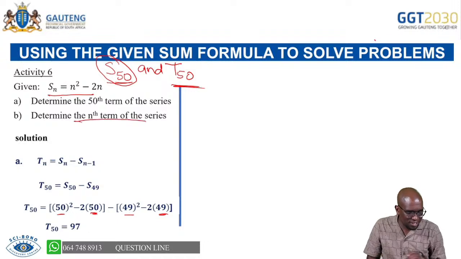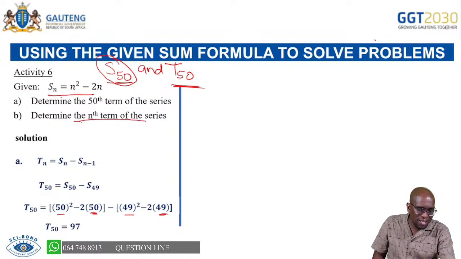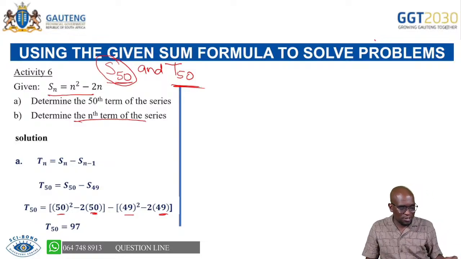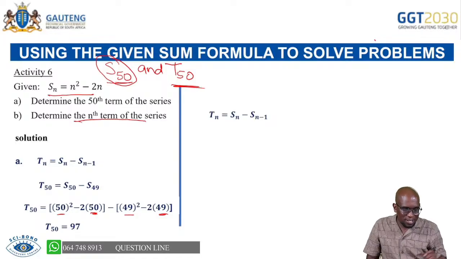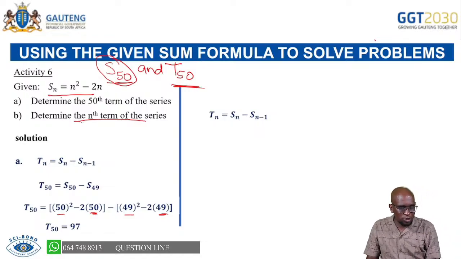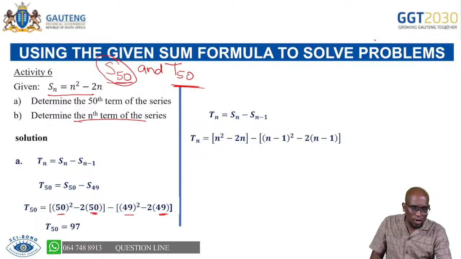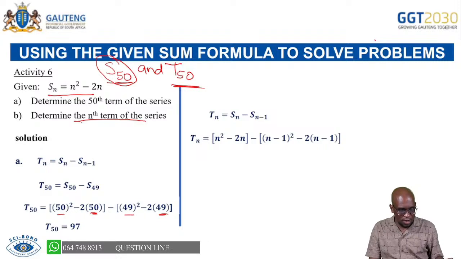Now, very interesting, this one, a high order question, very nice. They say determine the nth term of the sequence here. Obviously, you can take it with T sub n, which is S sub n minus S sub n minus 1. So we are going to substitute S sub n, which is n squared minus 2n, and for n minus 1, we get (n minus 1) squared minus 2(n minus 1).